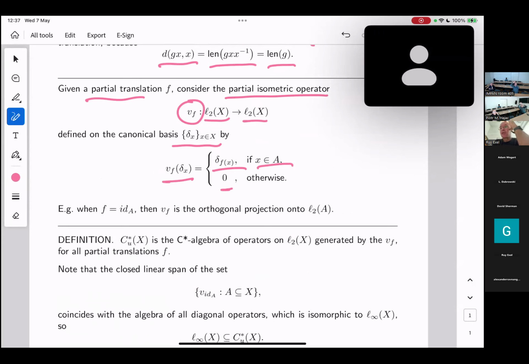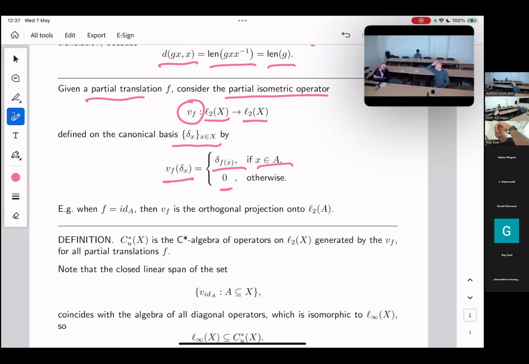Okay, so this is easily seen to be a partially isometric operator. I mean, this is only defined on the basis, so we have to extend it linearly to the whole space, but it leads to a partially isometric operator on the Hilbert space. I have a question about the previous definition, the motivation for this translation map. Could you come back half a page?